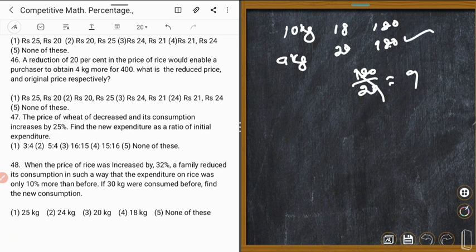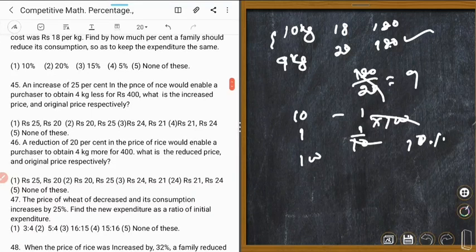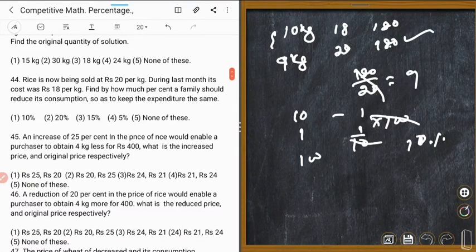So let's find the decreased portion: 1 kg. He decreased 1 kg in his consumption. That means in 10, the decrease is 1 kg. 1 upon 10 into 100 is equal to 10%. Which is correct? 10%, number 1. Number 1 is correct.